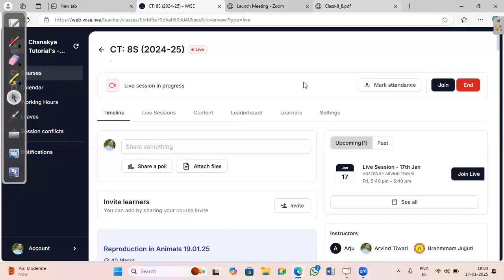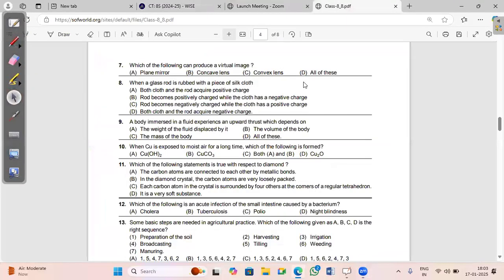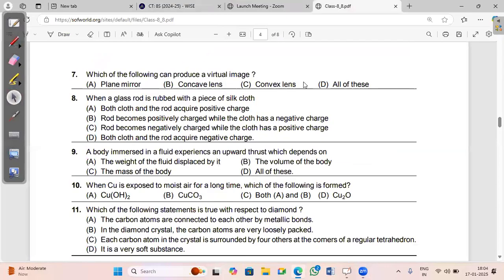This question. Are the questions visible enough? You see this first question, number 7. Which of the following can produce a virtual image?